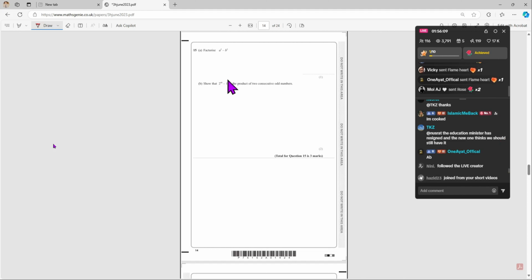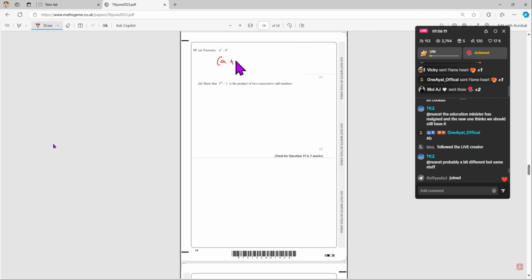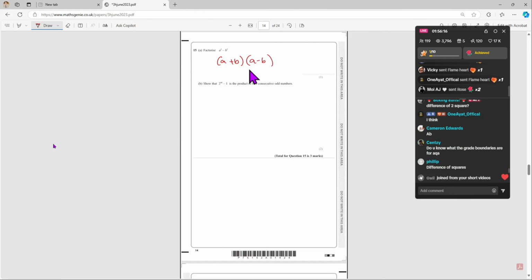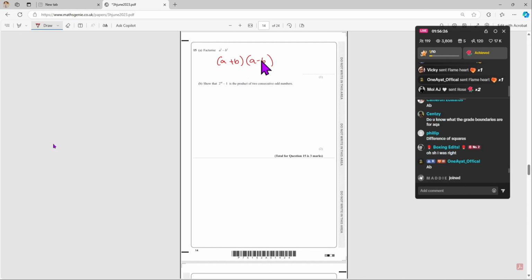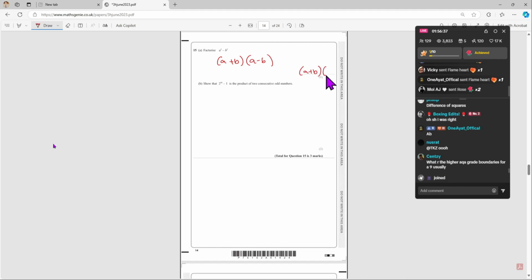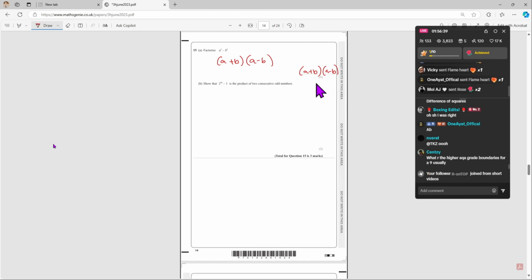It is basically just a plus b, then bracket, and a minus b. That is literally your answer. It's a difference of two squares. Correct, Philip. Well done, Philip. Whenever you have a difference of two squares, you just take both of those letters or numbers, put them into brackets, and do a plus in one bracket and a minus in the other bracket. That is literally your answer: a plus b and then a minus b. Okay?